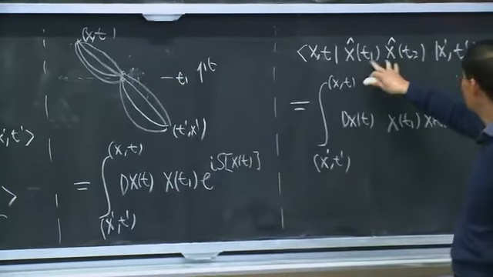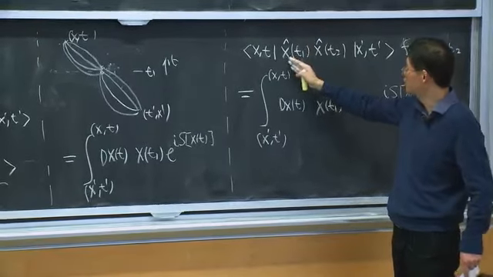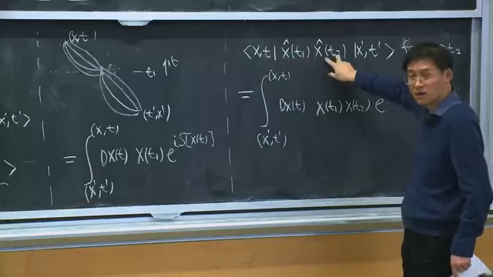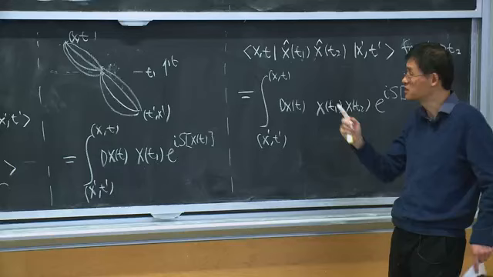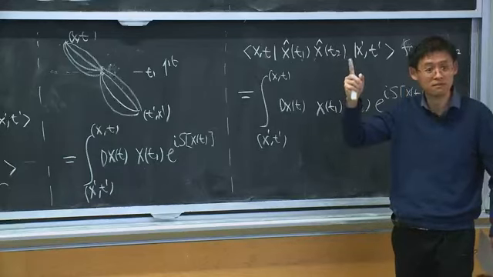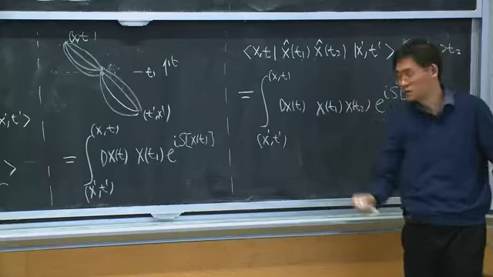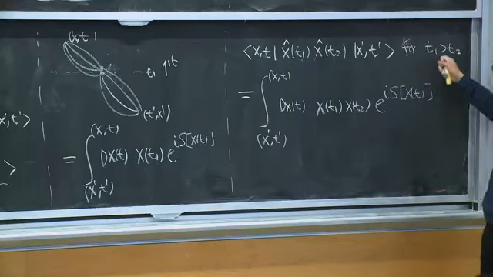So here you have to insert two sets of complete states, one here and one here. But the path integral cannot come back. So the order here has to be the same as the ordering of the path integral. That means this is equal only for t1 greater than t2.